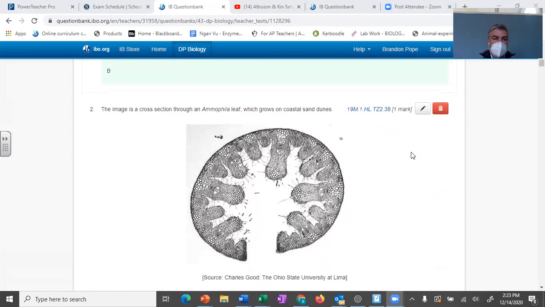Okay, the image is a cross section of an amphiphily. It grows in coastal sand dunes. What do y'all know about sand dunes? What do you think the environment's going to be like in sand dunes? Very dry. Yeah, dry and arid. It's probably going to be very sunny, so you've got very little water and very hot.